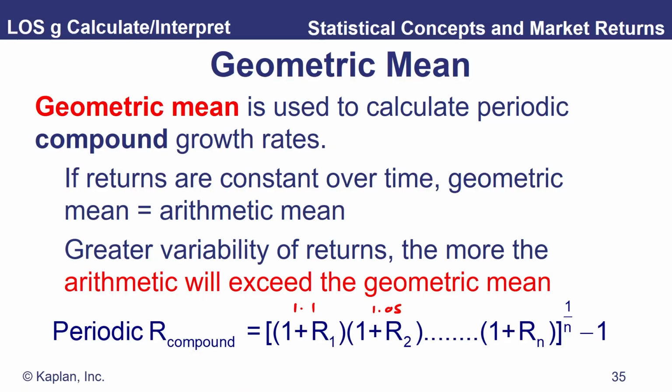So we do 1 plus our periodic return as a decimal. We take the product of all of those and then raise it to the power of 1 over n, n being the number of years from the beginning to the end of the periods we're looking at. Now that will give us 1 plus our periodic compound return, so we then subtract 1 to get the periodic return as a decimal.